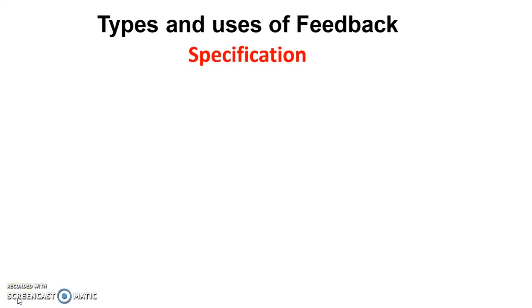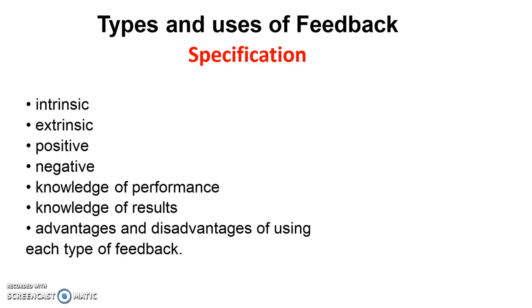Today's focus is going to be on the types and uses of feedback. Now, this is a topic that's covered briefly in GCSE PE, but you don't have all of the feedback types that we have for A-level. So if we have a quick look through then, these are the feedback types you have to know. So we're looking at intrinsic, extrinsic, positive, negative, knowledge of performance, knowledge of results.